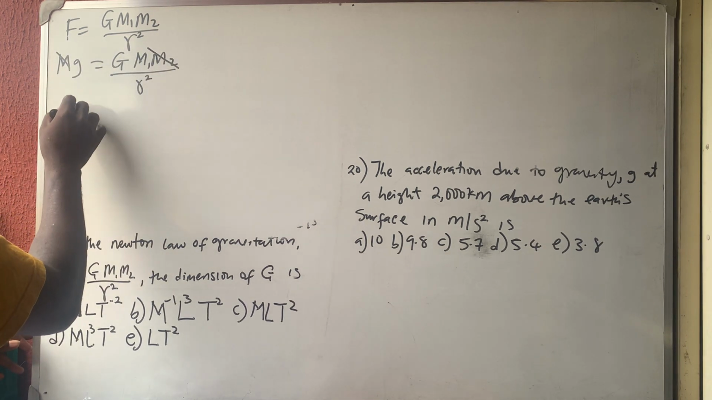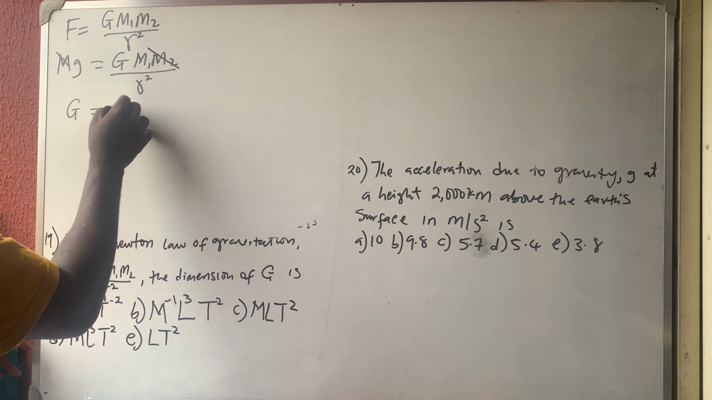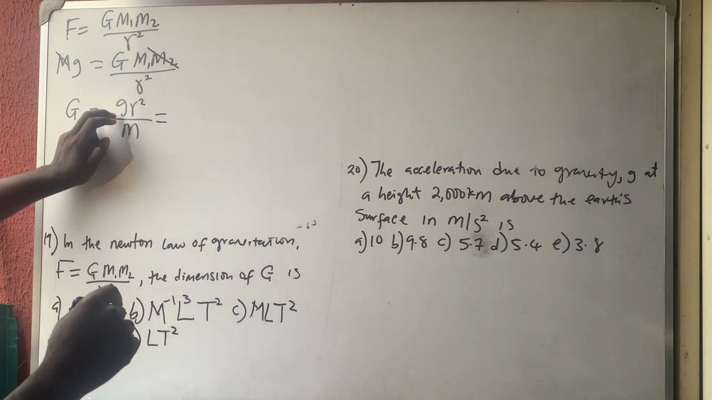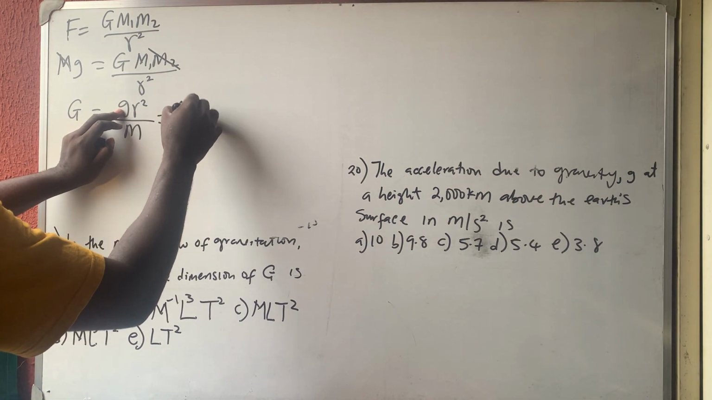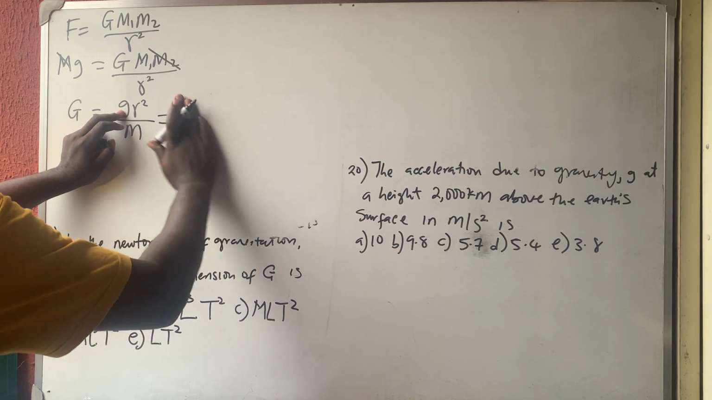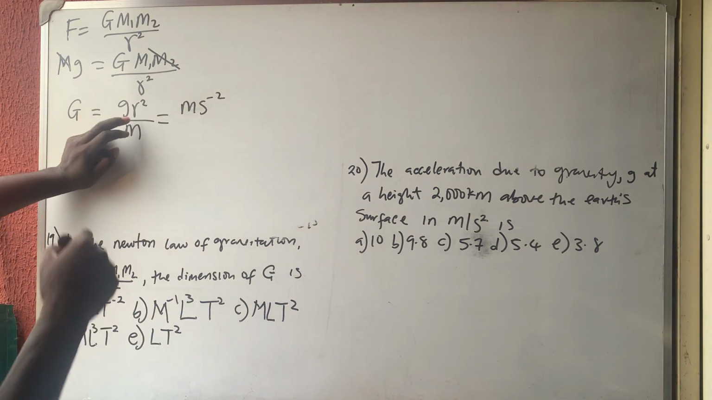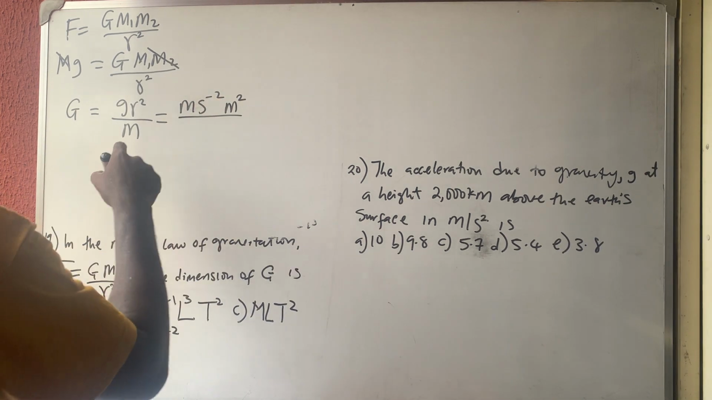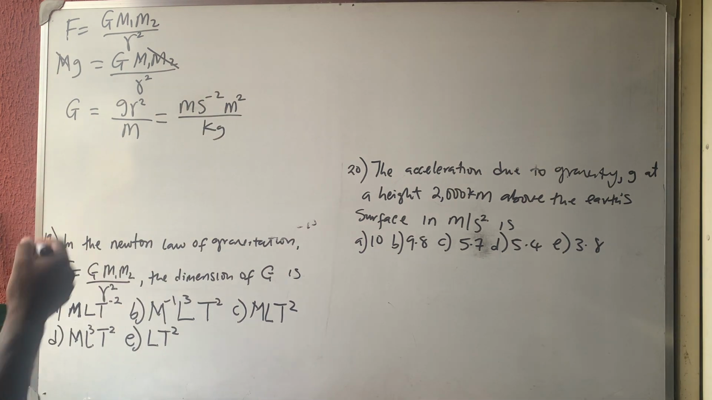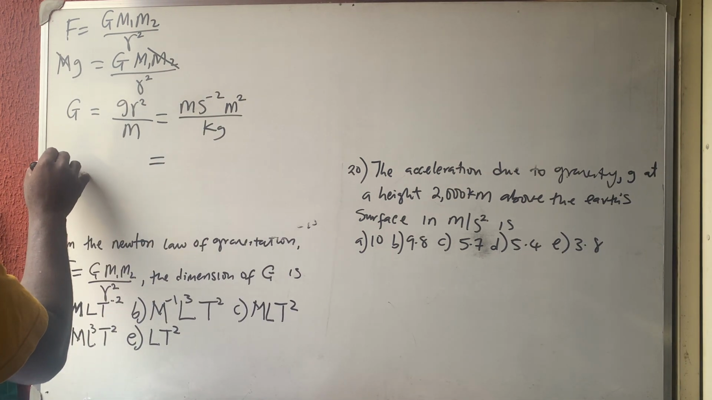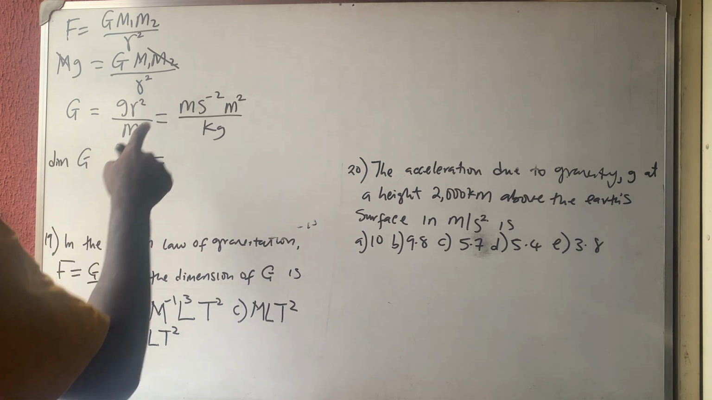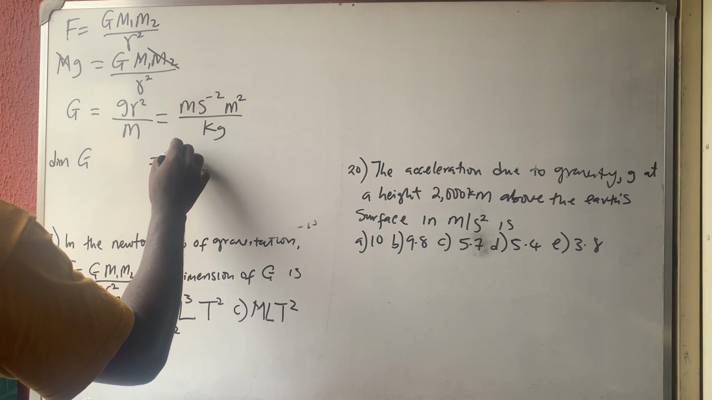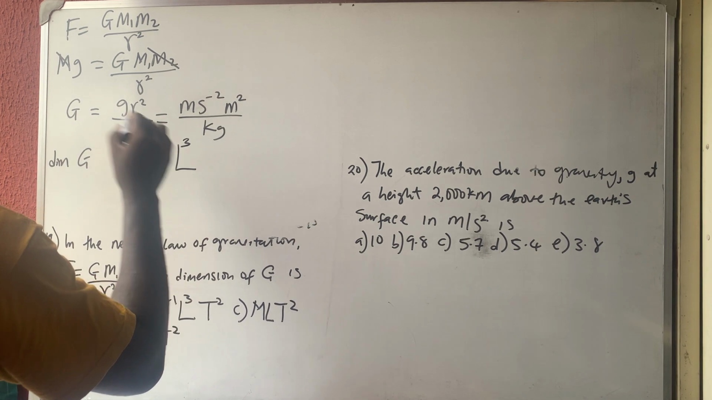So one of the m will cancel this. I want this G to be the subject, so my G will now be g r squared, cross multiply, all over M. I know my acceleration due to gravity is measured in meter per second square, and my distance is measured in meter square, all over mass, which is measured in kg. So change their dimension. Dimension of G is meter and another meter, 1 plus 2, which is 3. So the length is 3 in number.